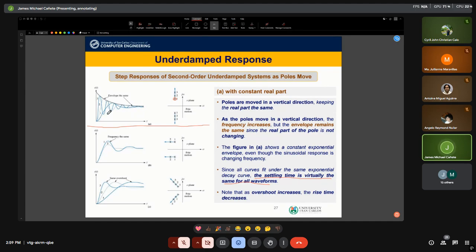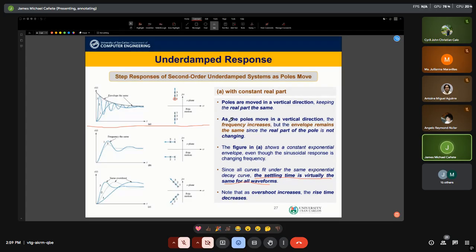What changed is all the rest. Your rise time changes here, your peak time changes here, and your rise time also gets smaller. The percent overshoot also changes, except the settling time. So those are the four bullets here.